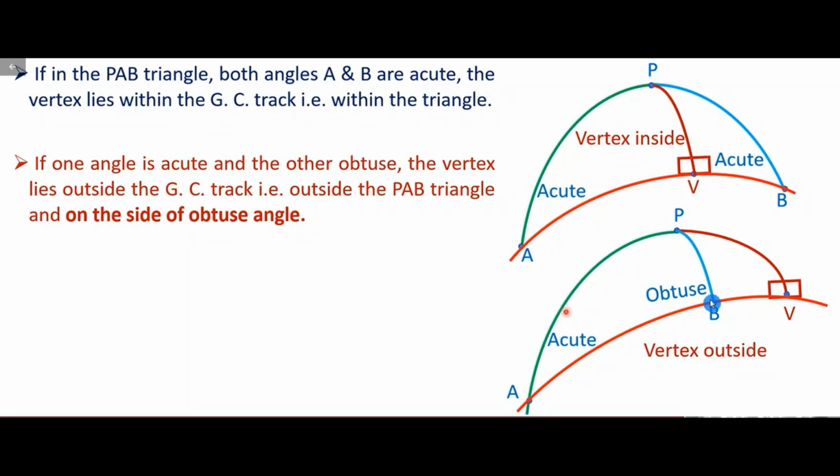So, sir, the naming of the vertex which is lying outside of the triangle will always be the same as the obtuse angle latitude, right, sir? That's right, beta. Whatever the latitude of the position of your obtuse angle, the latitude of your vertex will also be of the same name.